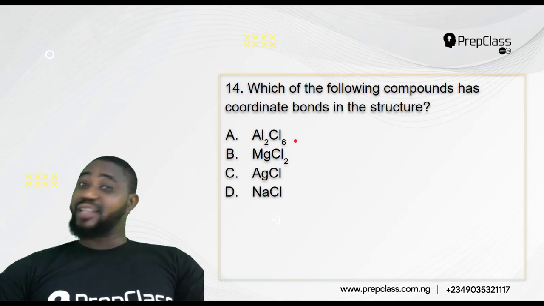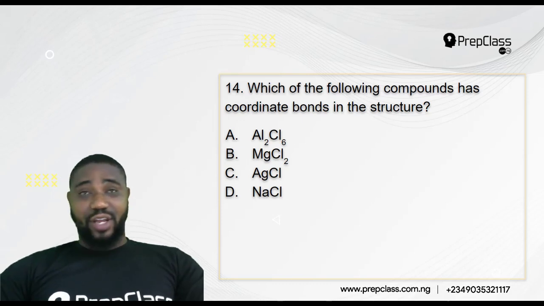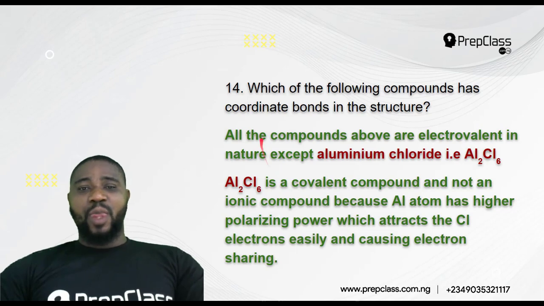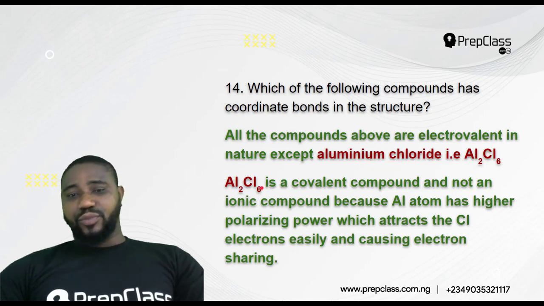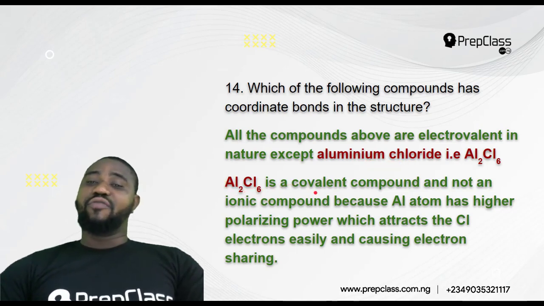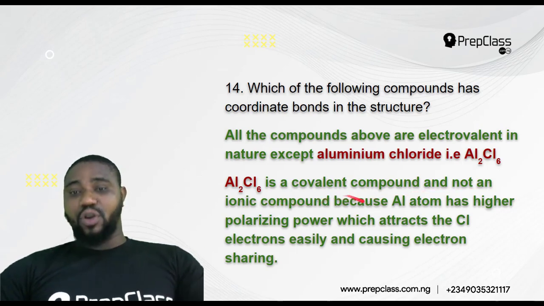But you must note that aluminum chloride is a covalent compound, funny enough. Aluminum oxide is an electrovalent compound, aluminum hydroxide, an electrovalent compound, aluminum sulfate too, but this aluminum chloride is a covalent compound. So all the compounds above are electrovalent in nature except aluminum chloride. Please take note that aluminum chloride is covalent in nature. It is not electrovalent.